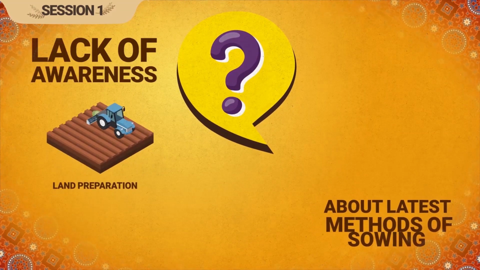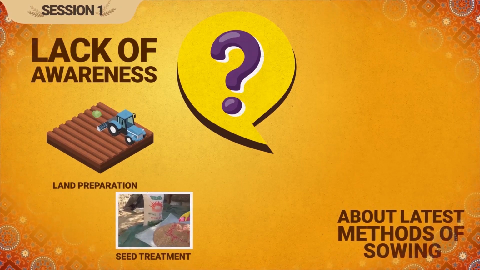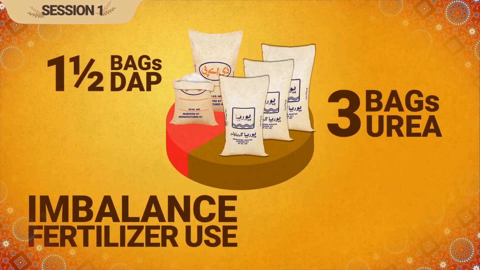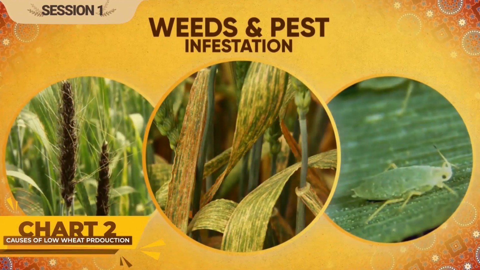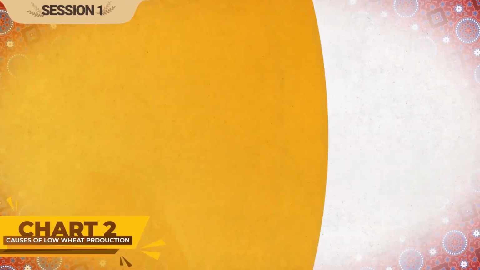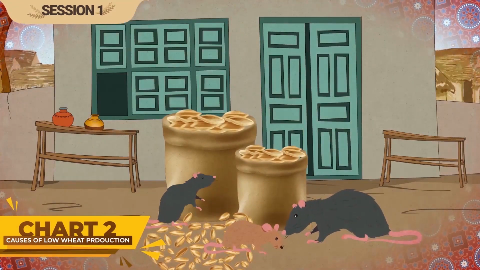Land preparation. Seed treatment. Method of sowing. Foliar application. Imbalanced use of fertilizer application. Weeds and pest infestation. Shortage of irrigation water. Post-harvest losses. No proper storage space.